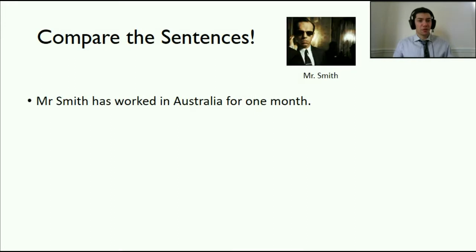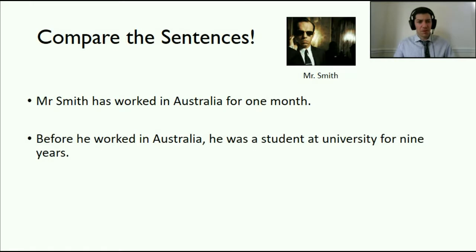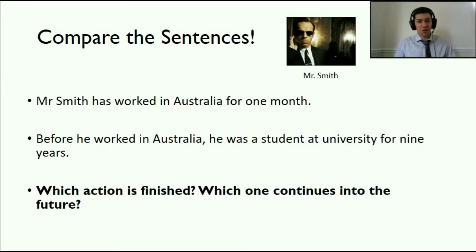Now let's go on to the next slide. So Mr. Smith from the film The Matrix. Let's talk about him. Mr. Smith has worked in Australia for 1 month. Before he worked in Australia, he was a student at university for 9 years. So which of these is the action finished, and which of these could it possibly continue into the future? Which one of these is unfinished? Which one of these is finished? So have a think for a minute.